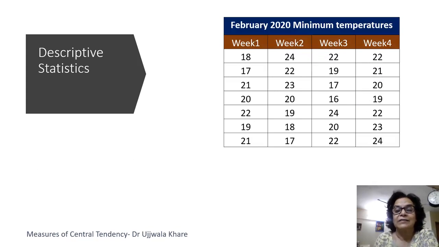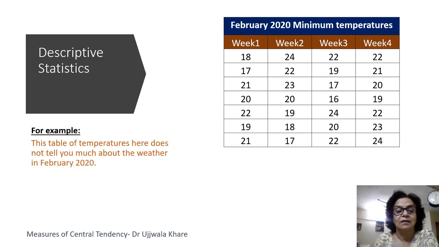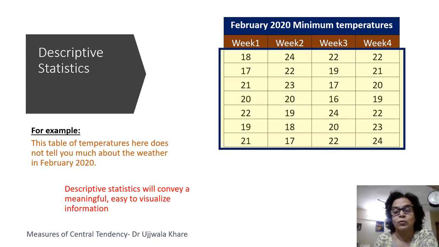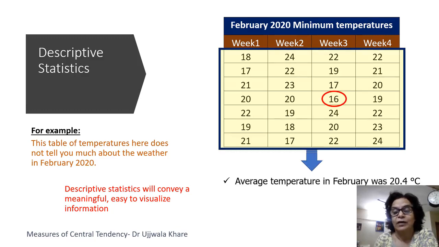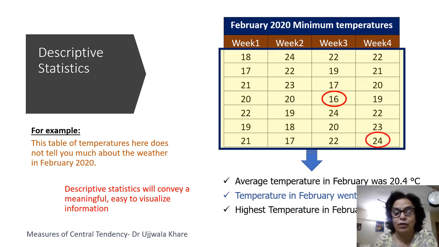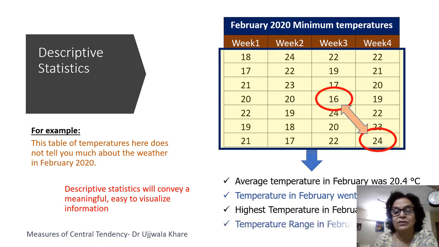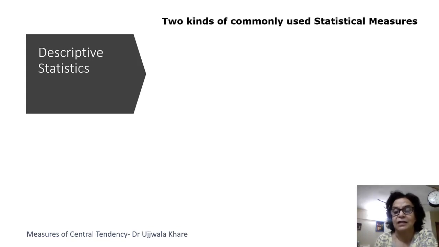So suppose we have an example like this, that is you have minimum temperatures in the month of February and you have 4 weeks data. So this data does not tell us anything much about the weather or about the climatic conditions, but when we apply descriptive statistics, it is easy to understand. So here what are we going to do? We are going to find out the average and we are going to find out the range. The range is the difference between the maximum and the minimum. Now minimum temperature is 16 degrees and maximum is 24 degrees during this month. So the range of temperature is 24 minus 8, 16, that is 8 degrees.